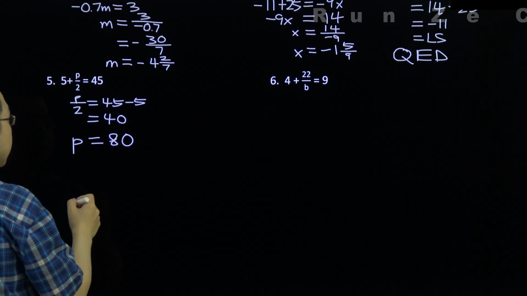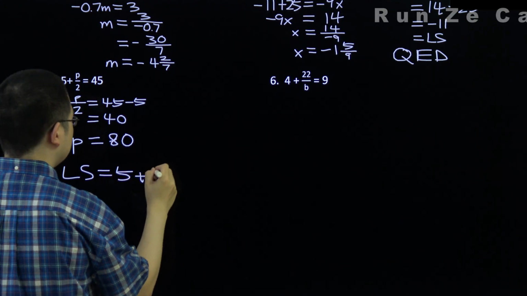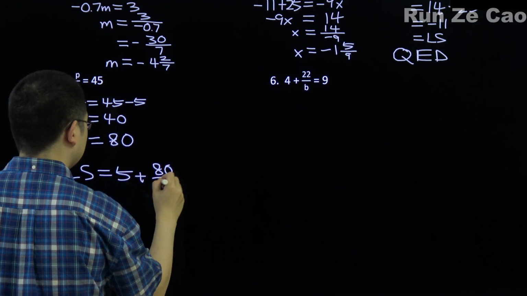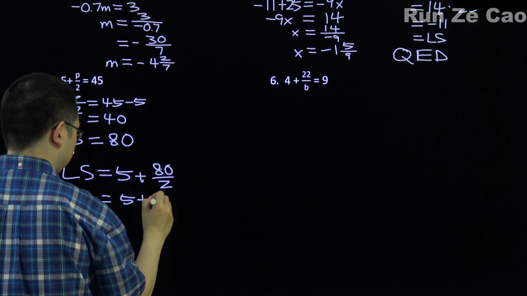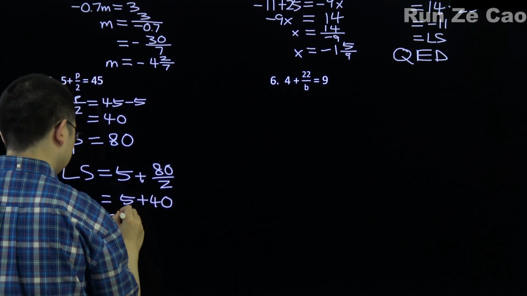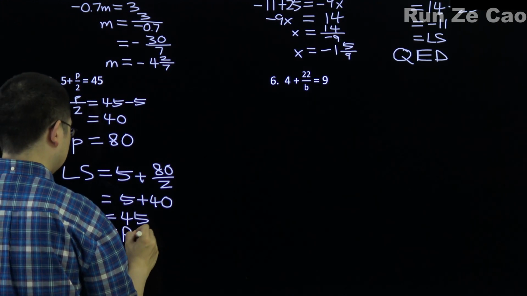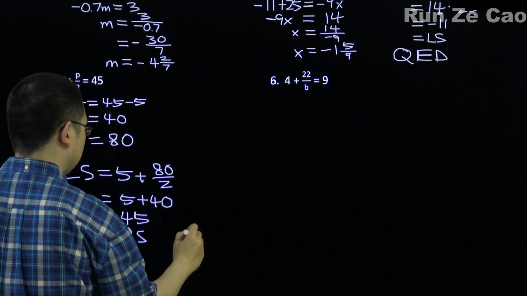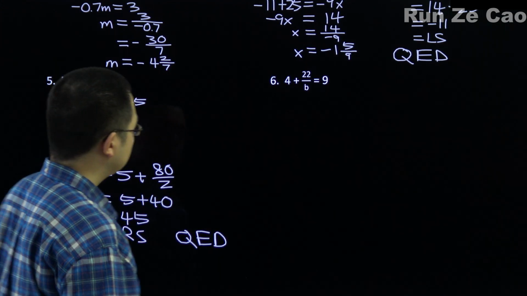So what happens if you substitute back in? Left side is equal to 5 plus 80 over 2. So 5 plus 40 equals 45 equals right side. Therefore, what's been asked has been shown.